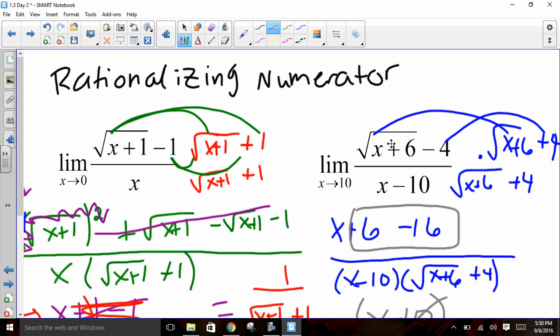Notice when we multiply those, on the top I only need to take the first times first, last times last, because we've set it up so that the middle terms will cancel out every single time.